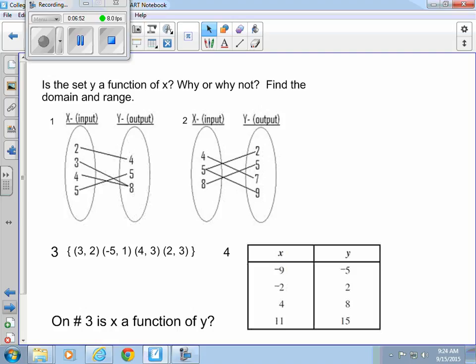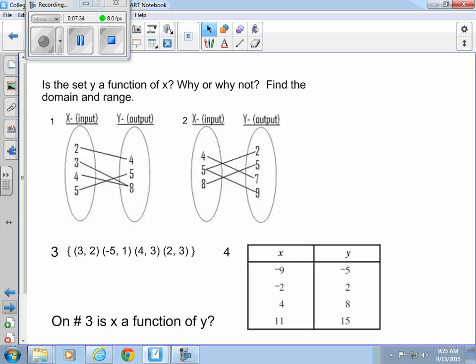One representation is a mapping. This is called a mapping, where you draw arrows from one set to the other, and ask the question, is y a function of x? If they ever rearrange that wording, they're trying to trick you, and we'll talk about that. But typically, y is the function value, the output, and x is the input. So it's asking, is y a function of x? Why or why not? Remember, the x's can't repeat. Each x goes to one y.